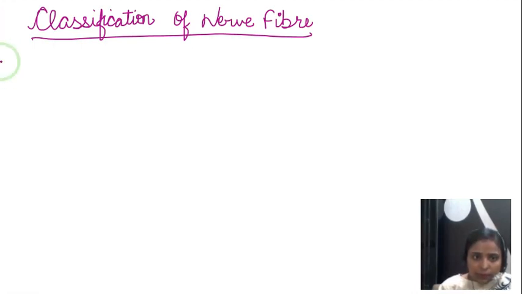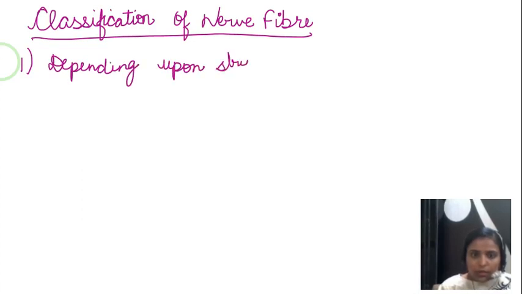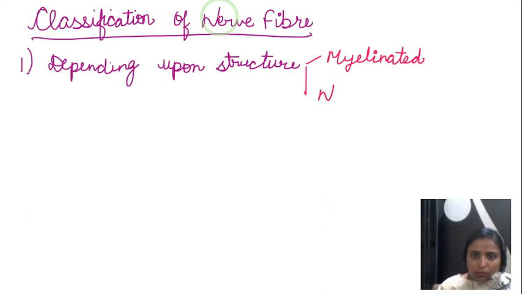We will see that the first one depends upon the structure. Depending upon the structure of the nerve fiber, it will divide into two parts, right? It is myelinated and non-myelinated, right? And I'll tell you in detail.